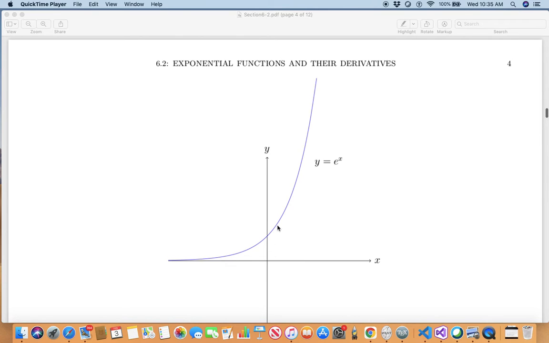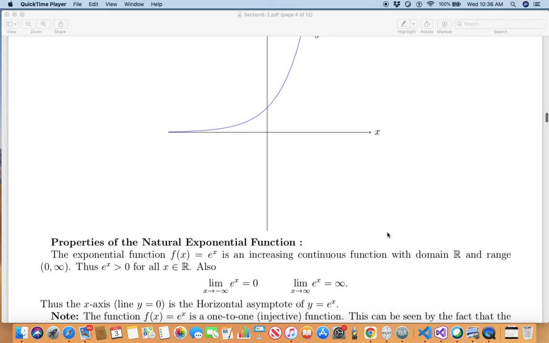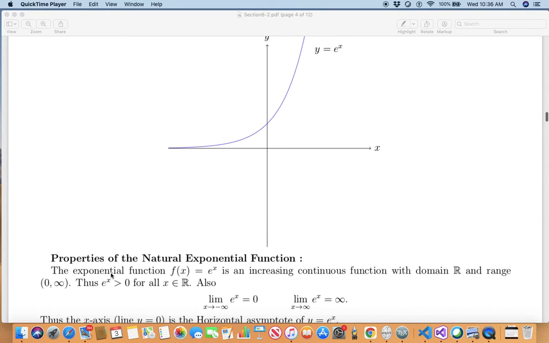This is the graph of e to the power x. That's how it looks. It's an increasing function with the y-intercept (0, 1), because e is greater than 1; e is in fact between 2 and 3. So it's going to be an increasing function. Properties of the natural exponential function: f of x equals e to the x is an increasing continuous function. The domain is the set of real numbers, and the range is the open interval 0 to infinity. e to the power x is greater than 0 for all x in R.